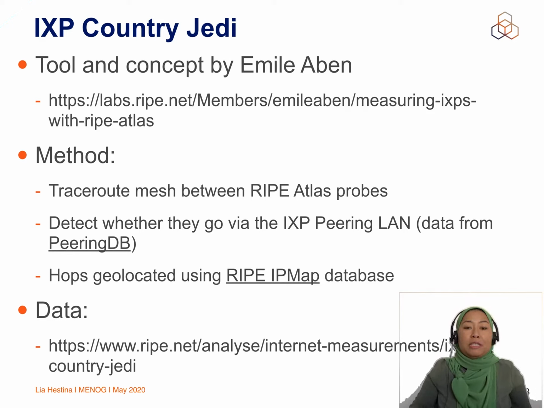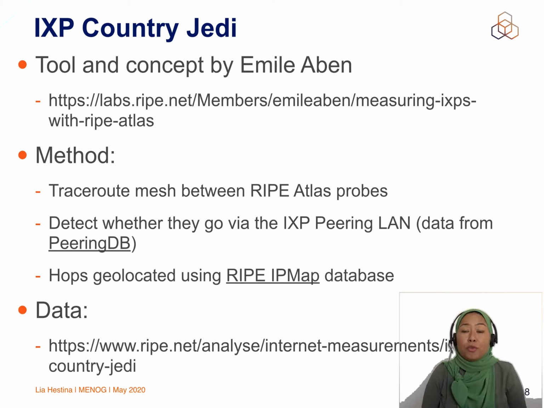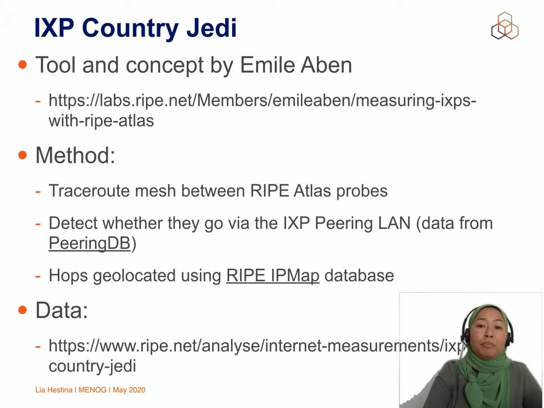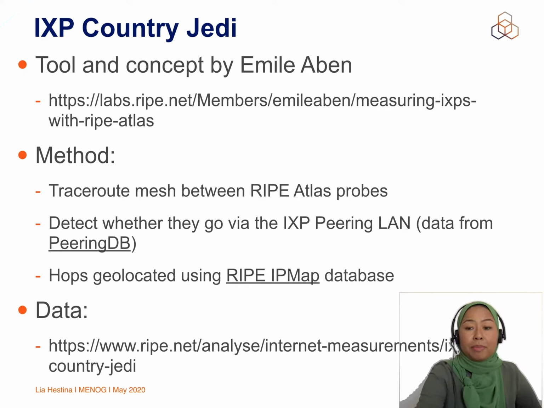Just for your information, the tool is open and available for everyone to use, to reuse and also improve for your own on GitHub. To explore this, he created a traceroute mesh between probes in a given country, and then it detects whether they go via IXP peering LAN. This data is obtained from PeeringDB. The other information you'll be able to see in this tool is the hops it takes before it reaches the destinations. It's geolocated using the RIPE IPmap database.